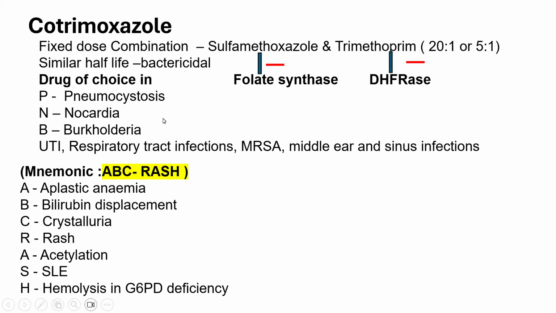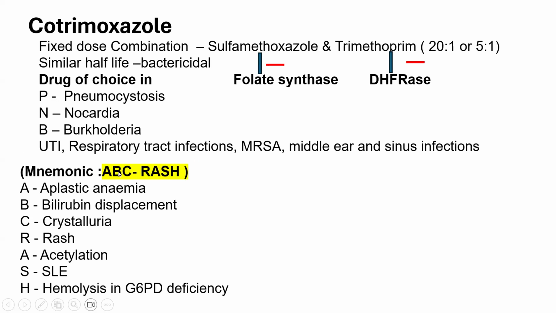What are the adverse effects we can expect with cotrimoxazole? The mnemonic is ABC rash. ABC stands for aplastic anemia, bilirubin displacement, which usually causes kernicterus, and C, crystalluria. Rash, then A for acetylation, S for SLE, and H for hemolysis. Usually sulfonamides undergo metabolism by acetylation, that's why A is for acetylation, and H for hemolysis in G6PD deficiency patients. So these are mainly all the adverse effects. This ABC is an adverse effect; A alone is just a pharmacokinetic feature, it undergoes metabolism by acetylation. Other things are adverse effects.